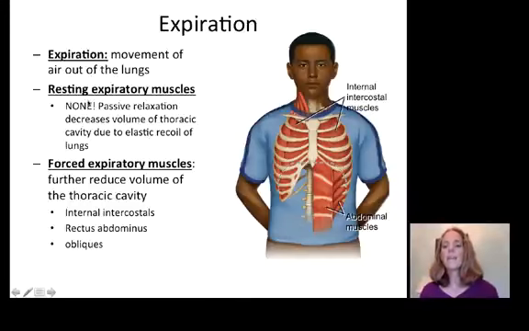That's resting. But if you want to take a huge expiration, so do that, you might feel when you try to push air out the engagement of a couple of extra muscles. The engagement there will be the internal intercostal muscles and the abdominal muscles. So your oblique muscles and your abdominal muscles can then push and compress the chest and abdominal cavities. When we do that, we decrease the volume of the chest cavity, and that pushes air out.